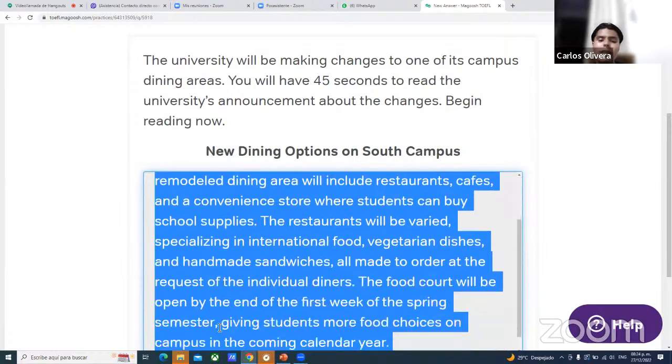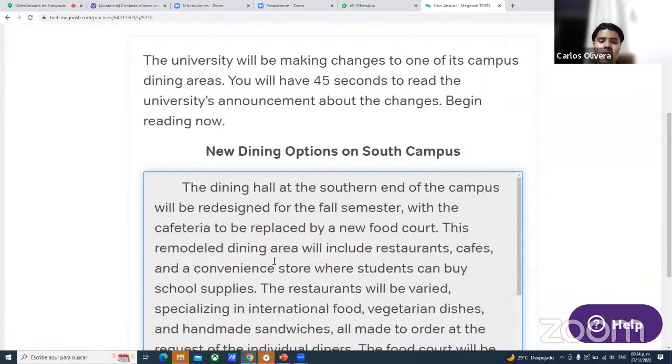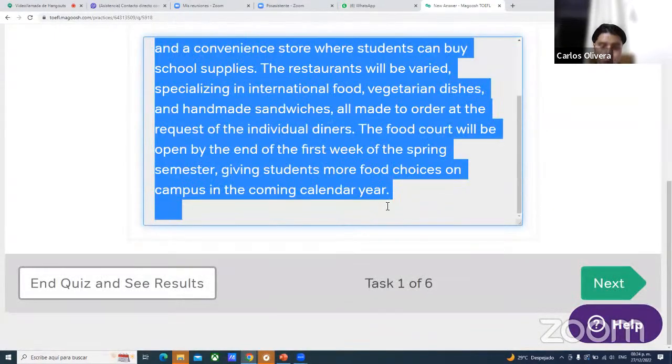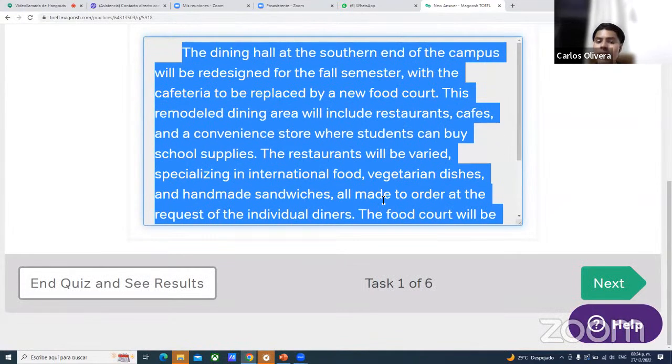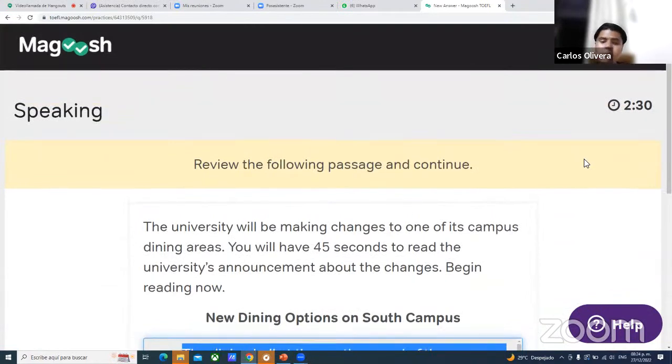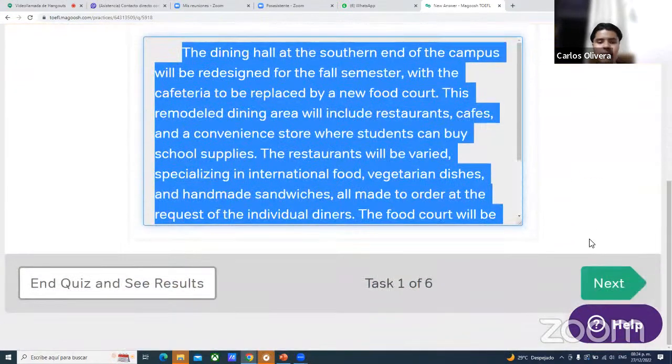Because remember, you cannot simply read this and call that your summary. No, you have to summarize it in your own words. So please start thinking about that right from this point if you have some extra time, okay? That's my recommendation. Don't press next. Use the entire 45 seconds to read and you're going to be very happy, trust me.